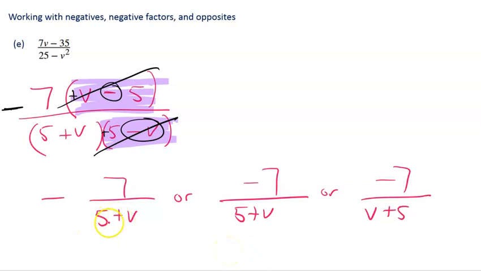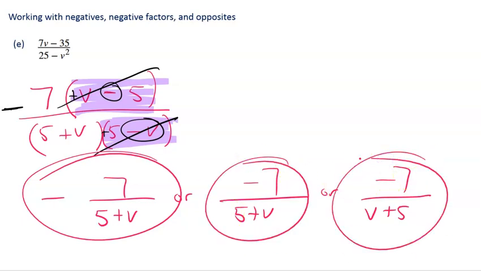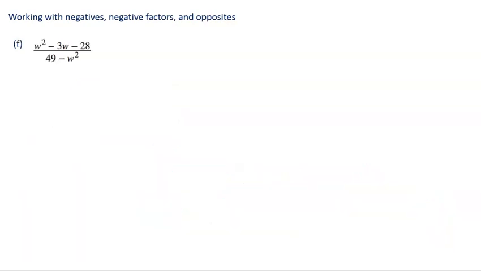Because if you take your signs with it, the plus stays with the 5, the plus stays with the v, you rearrange it, and you still get the same thing. So this is perfectly appropriate, and so are these two. All of those should be counted correct in the homework. So I figured the more we do of this, the better you'll feel.